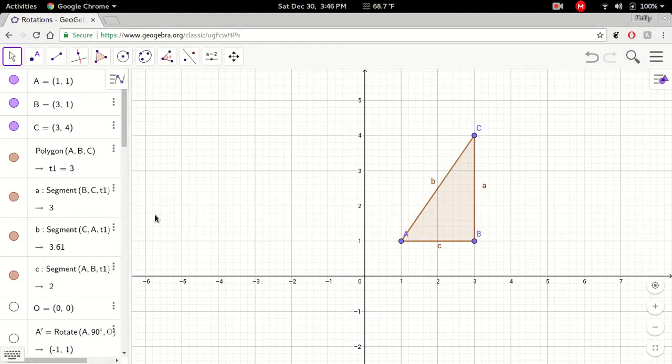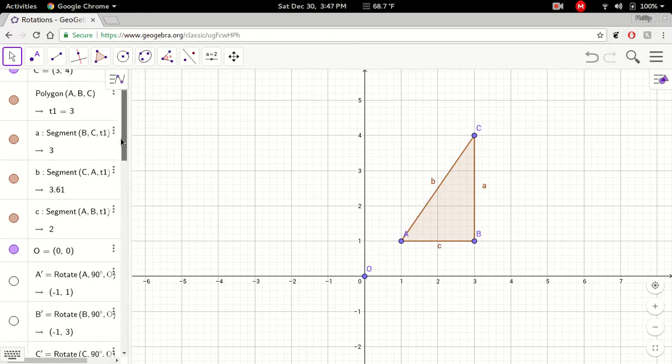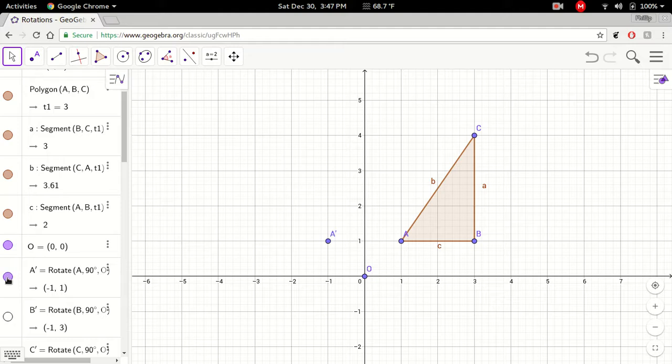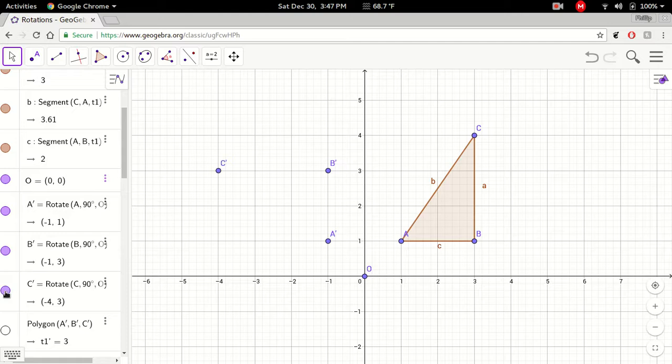These are the points that you should have gotten when you did your rotation around the origin of this triangle. A prime should work out to negative 1, 1. B prime should be negative 1, 3. And C prime should be negative 4, 3. Connect the dots, and we end up with a triangle rotated like that.